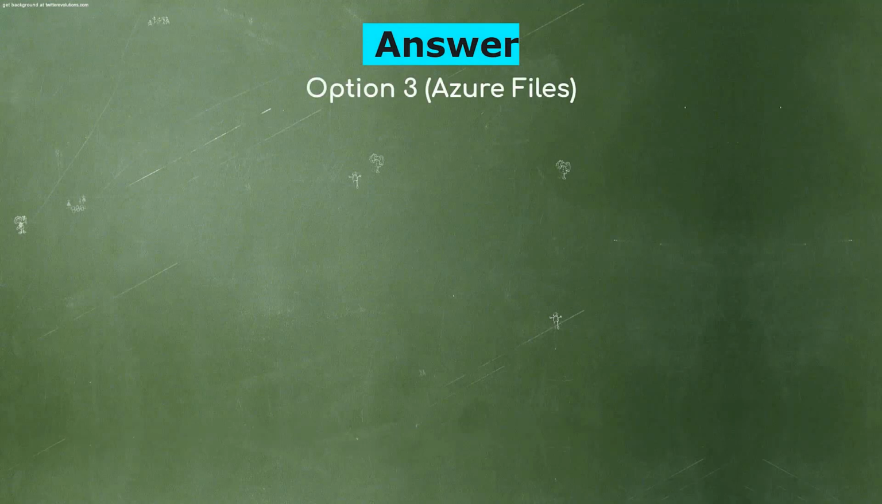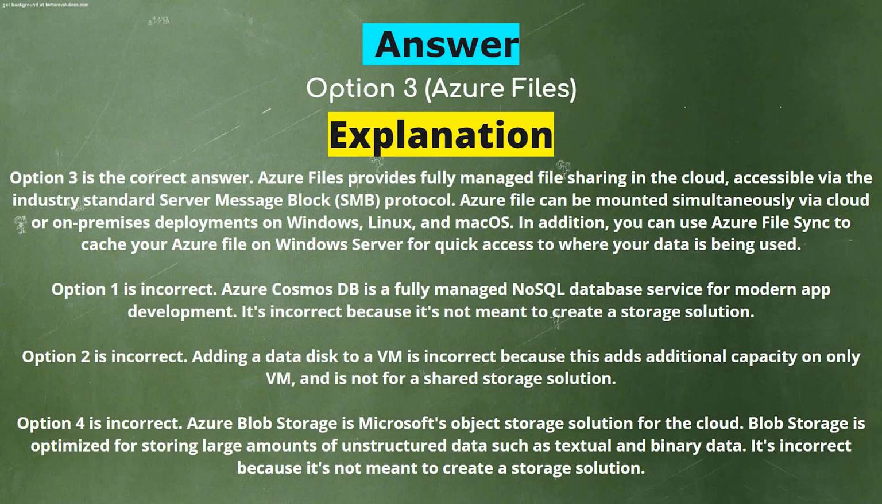Azure Files. Explanation. Option 3 is the correct answer. Azure Files provides fully managed file sharing in the cloud, accessible via the industry standard Server Message Block protocol. Azure Files can be mounted simultaneously via cloud or on-premises deployments on Windows, Linux, and macOS. In addition, you can use Azure File Sync to cache your Azure file shares on Windows Server for quick access to where your data is being used.